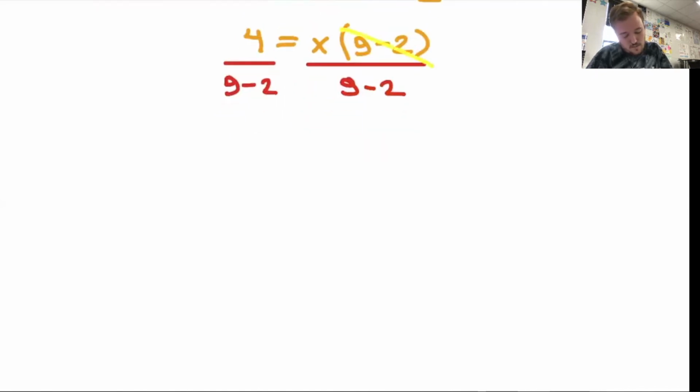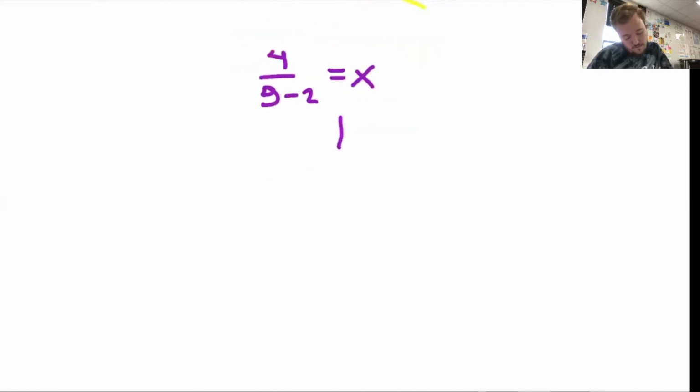So now these g minus 2's, they simplify on the right side. So I have 4 over g minus 2 equals x. So just want to flip it over. So x equals 4 over g minus 2.